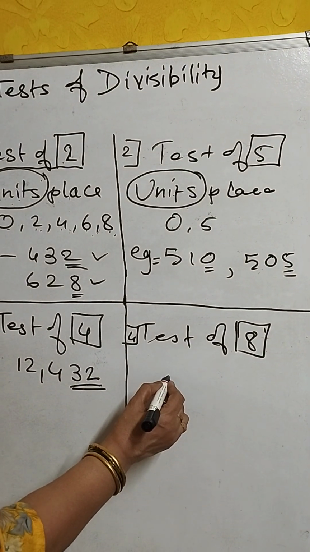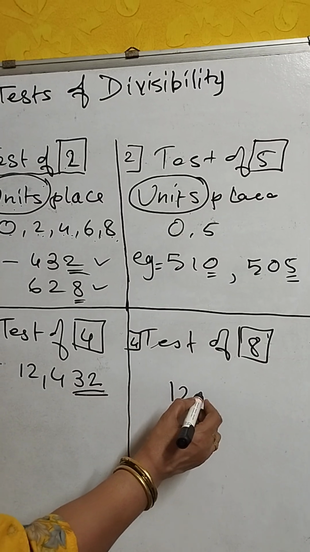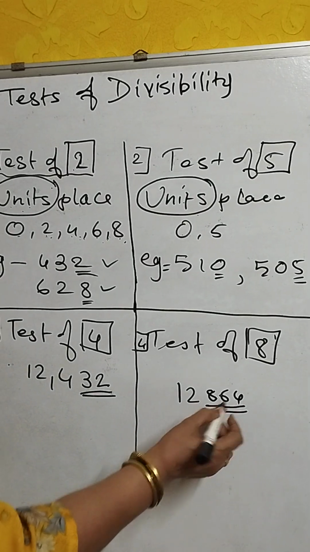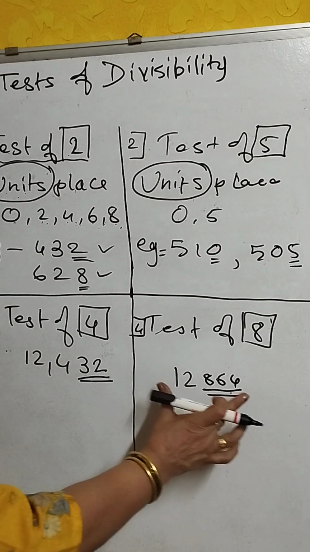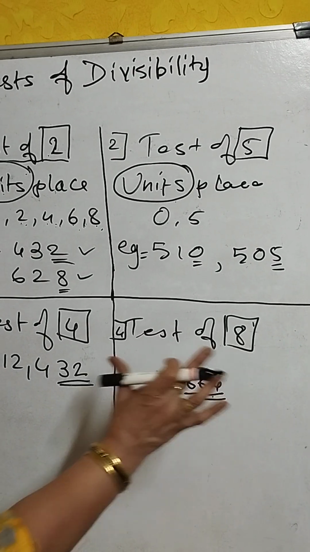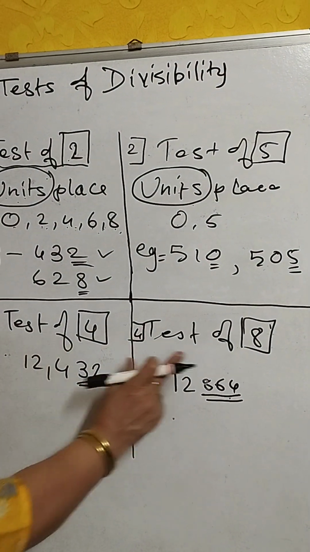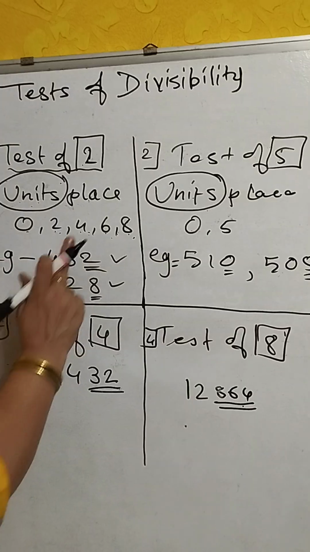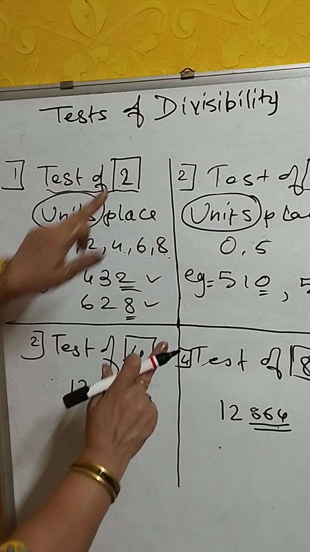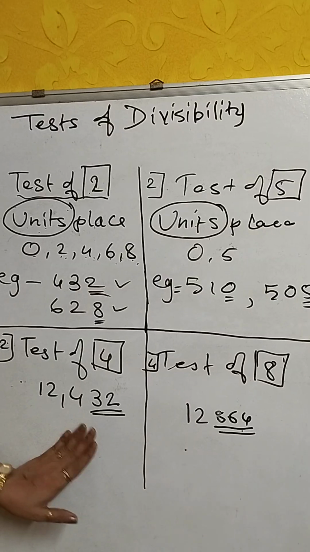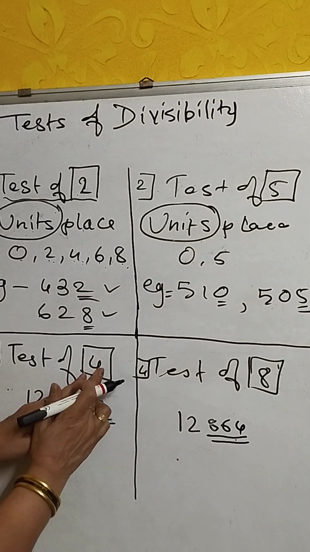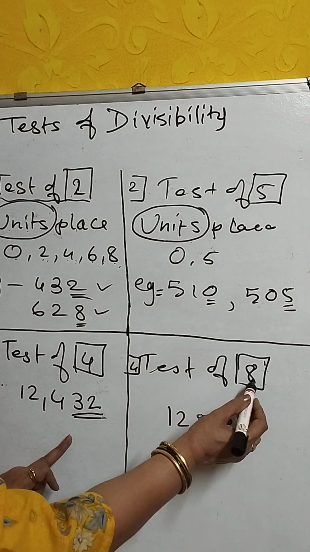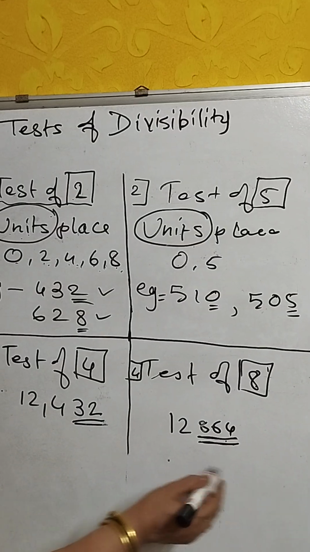If the last three numbers, for example 12,864, if the last three numbers are divisible by 8, this complete number is divisible by 8. See, both tests are similar. So remember similar tests. First one at units place. Second one, last two numbers divisible by 4, number is divisible by 4. Last three numbers divisible by 8, number is divisible by 8.